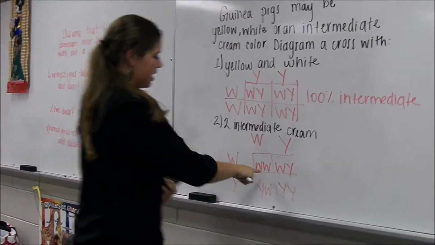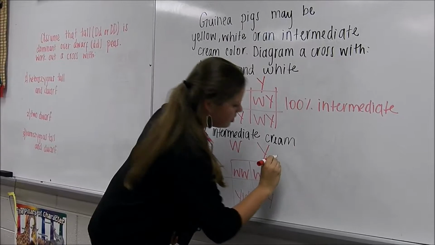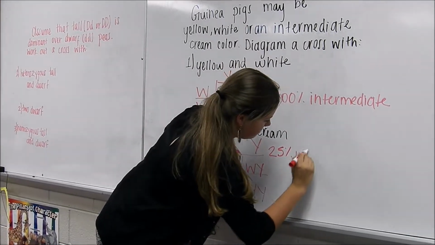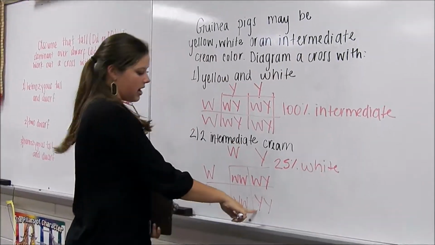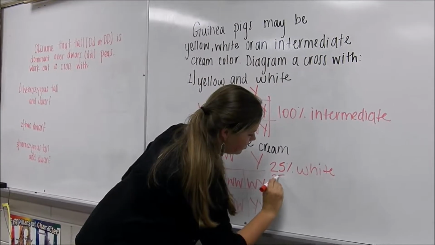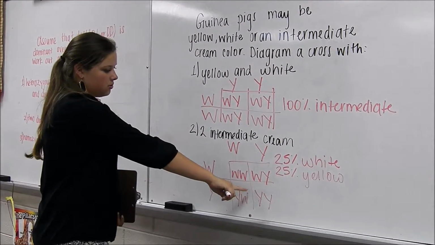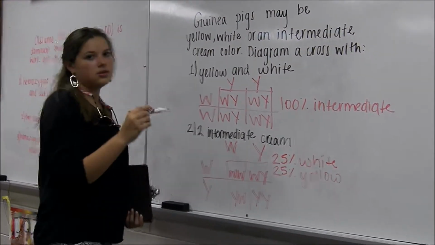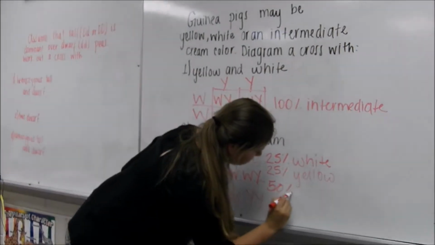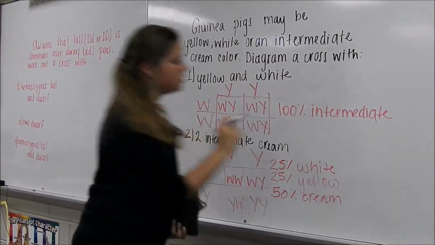And then this one has a WW, so it's going to be 25% white. And it has one YY, so it's also going to be 25% yellow. And then we have 2 that have Y and W in them, so this 50% will be cream, because these colors mix.